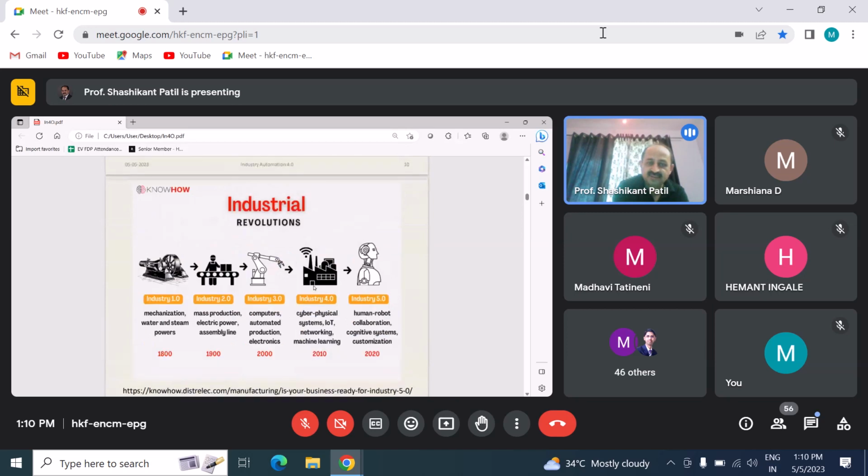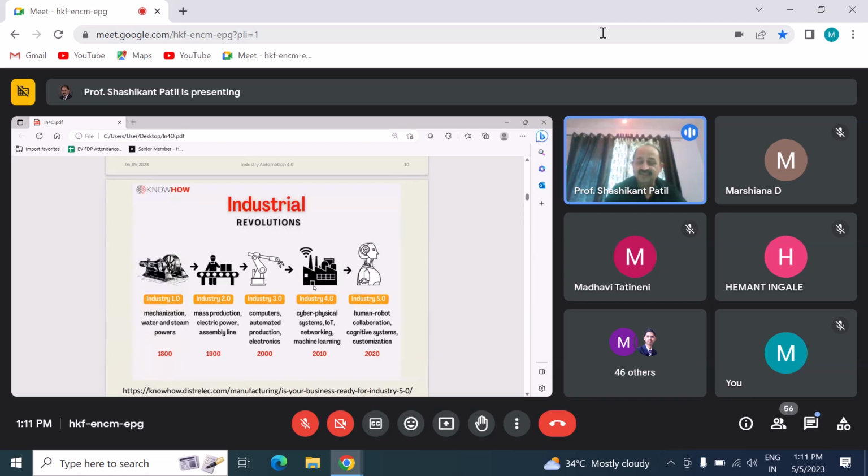Now, this is one more slide which will clearly explain the industrial revolutions. When we say Industry 1.0, it is mechanization of water and steam power. It was totally based on power engineering. Then when we subsequently migrate to Industry 2.0, it is mass production, electrical power, assembly lines. I already told you, it started way back in 1900. Then Industry 3.0 is nothing but computers, computer systems, automated production, electronics, hydraulics, pneumatics, PLCs, signal conditioning, relays, solenoid valves, and all that.